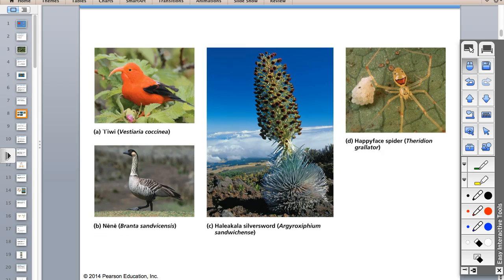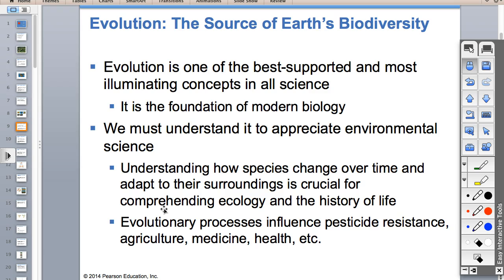And so I like this little happy face spider. I'm going to show you the happy. See, isn't he super cute? I just think it's like a random. And there's a nene. If you wondered what that was, I know it's a rap song, but it's also a bird. So these are some unique endemic species, and evolution is going to be the source of all these unique traits.